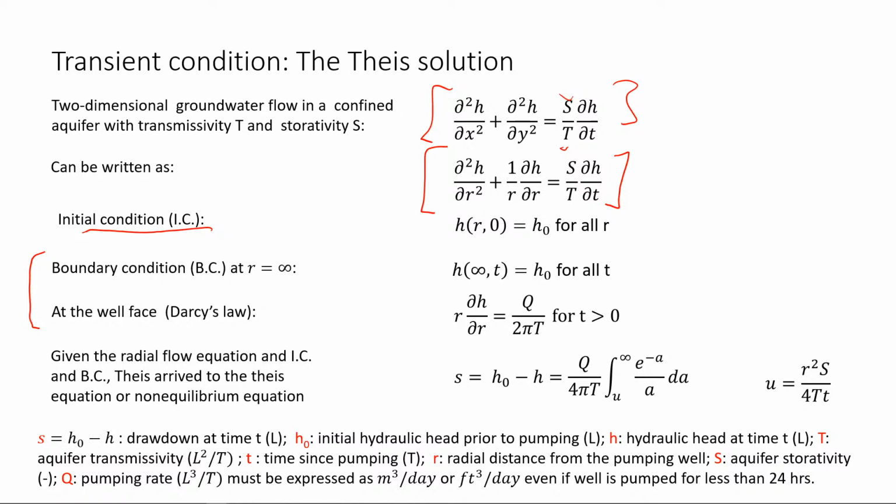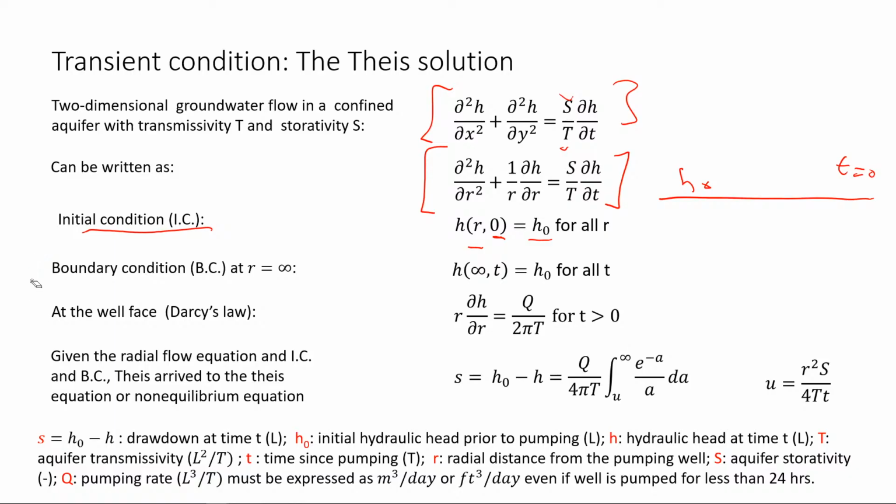So the initial condition, that's simple. At time zero, for any r, we have h naught. So for all r, that's basically very simple. At time t equal to zero, we have h naught here. That's our initial condition.